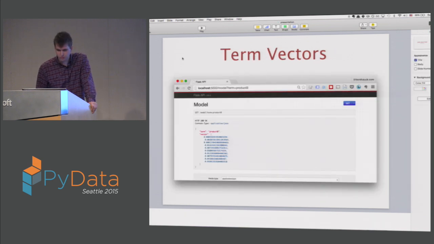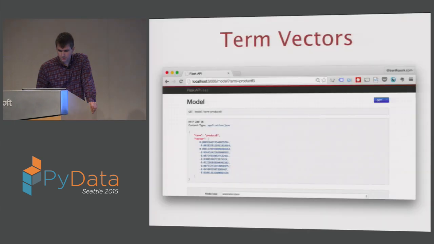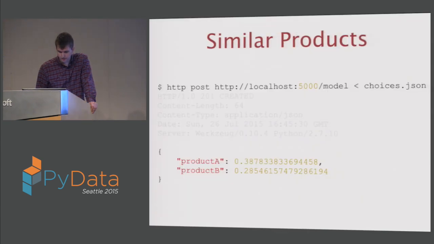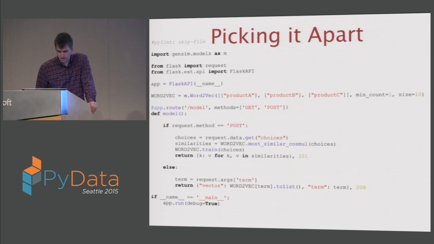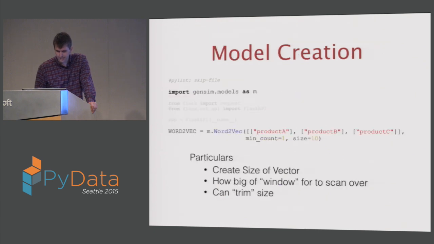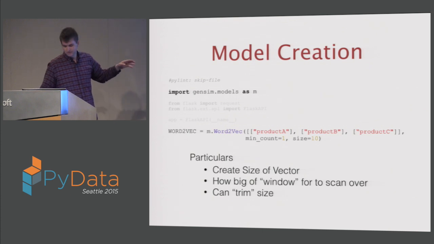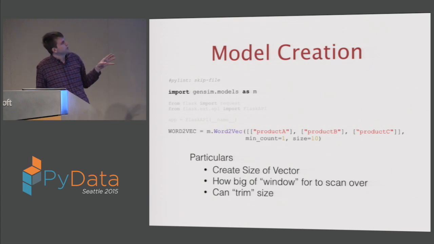So let's see. We talked about the term weight. We talked about the similar products. So there's the nasty code that you don't want to look at. So here's the training part, or I guess maybe more the instantiation part. So we have these products.